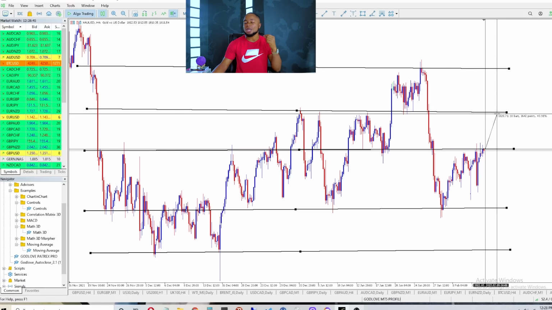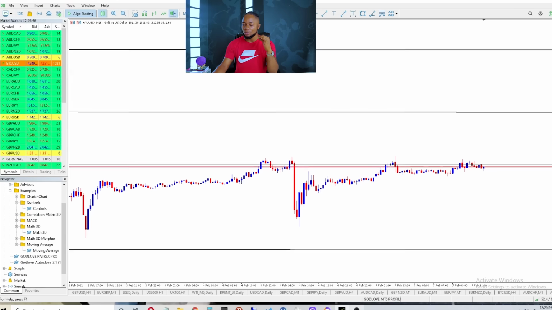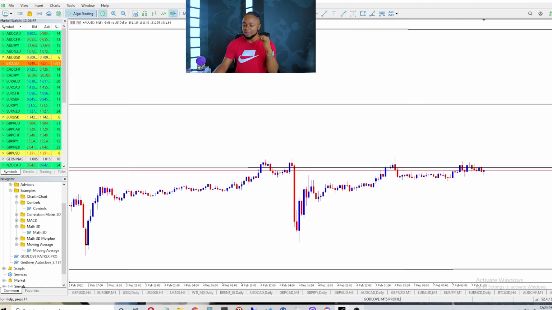If I can minimize this, let me just minimize this. You can see these are the same zones which we drew on the 4-hour time frame. This same one, this one, this one, and this one. These are the same zones right here. But now we are on the 5-minute time frame, and we're going to be taking our trades on the 5-minute time frame. Let me zoom out to explain what we're going to be doing, or what you should be expecting. Good. I'm just zooming out.